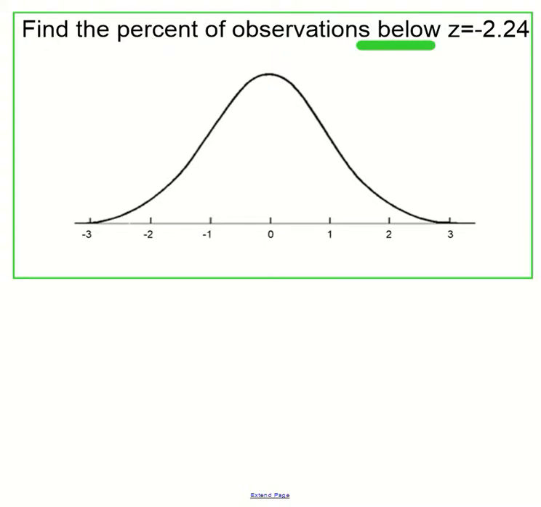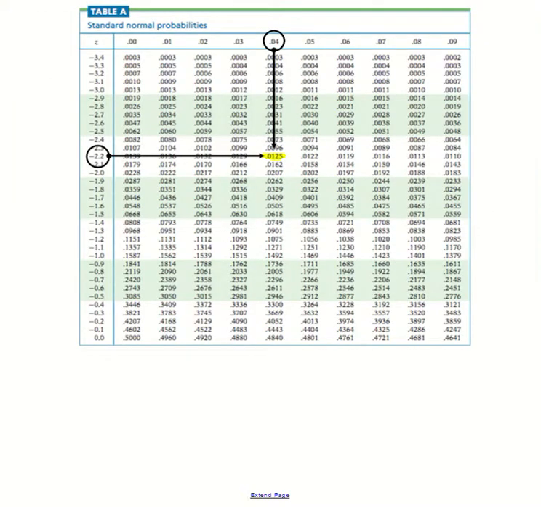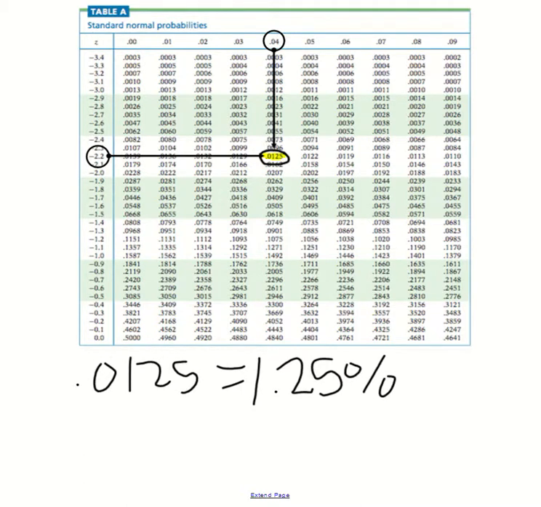And so here we have a normal distribution. It says find the percent of observations below negative 2.24. So that's going to be something around here. We go to our table, the negative table because this was a negative one. We find negative 2.2 and then 0.04. We find where they intersect, and that gives us our probability. So our probability for this one would be 0.0125. We turn that into a percent. We get 1.25%.